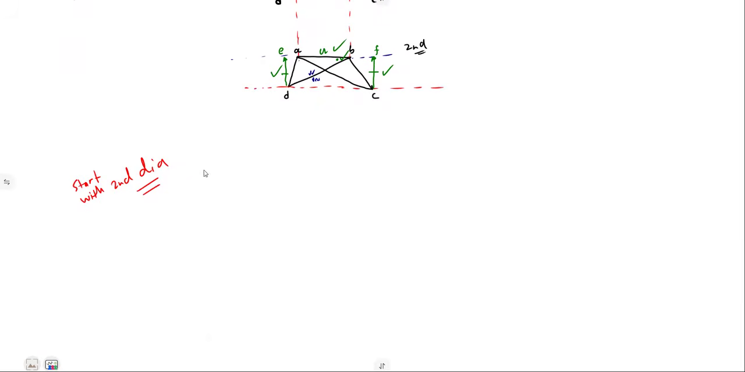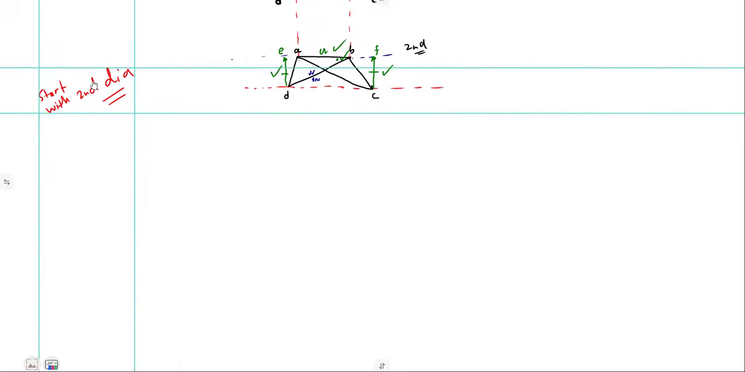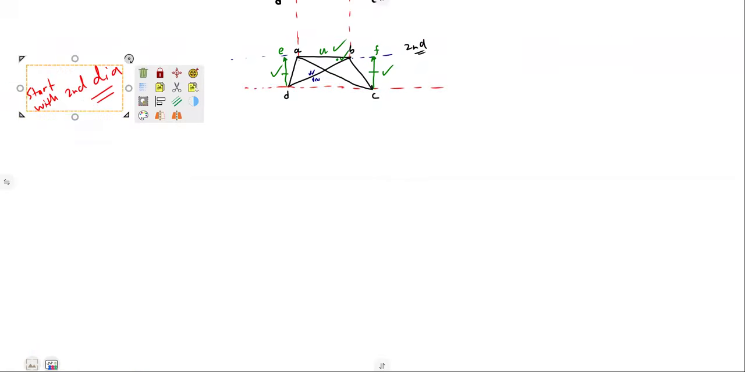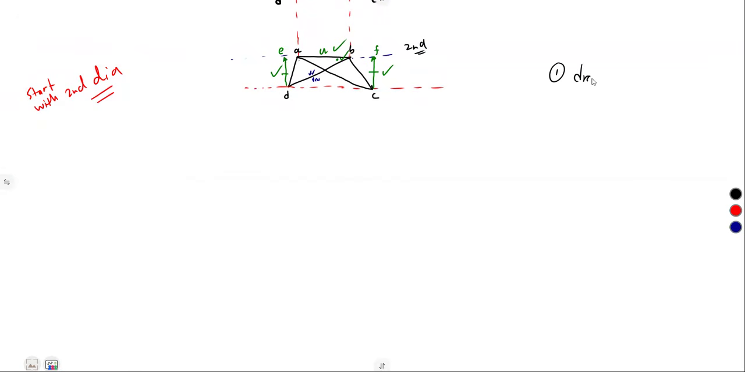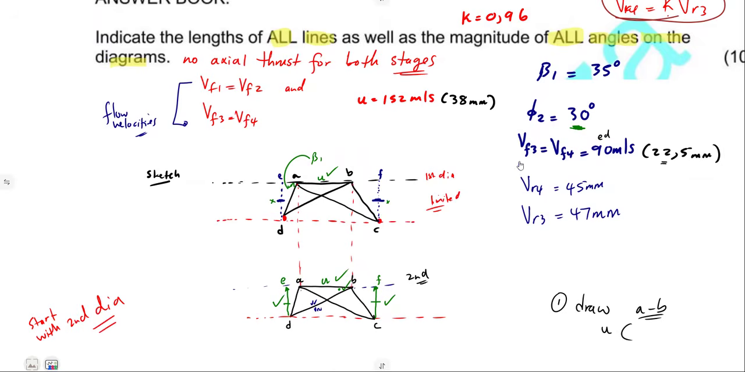So like I said, we are starting with the second diagram. Since we have U, we're going to construct, or draw, a horizontal, which is our AB, representing U. Remember, U is what?